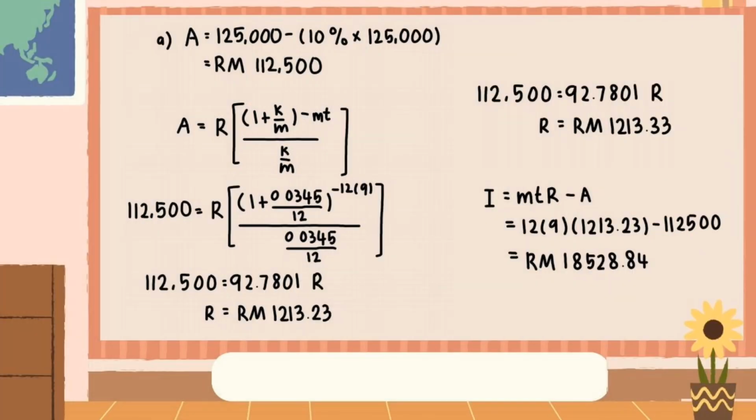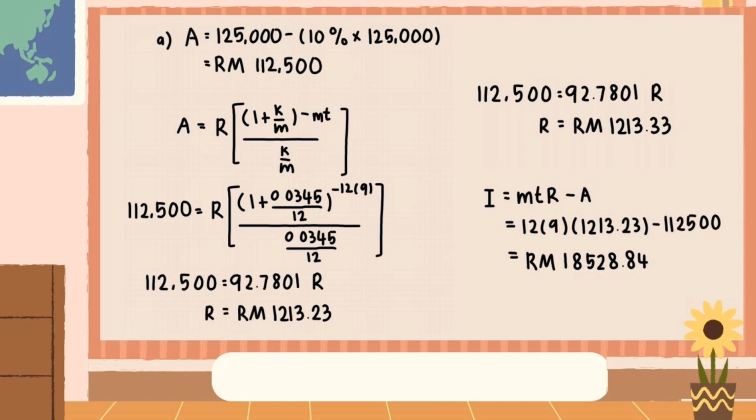Now let's do A first. A equals 125,000 minus (10% multiplied by 125,000). The answer is RM112,500. Now we find the monthly payment. The formula we use is A equals R [1 minus (1 plus k/m) to the power of negative mt, divided by k/m]. Then fill in the numbers into the formula: 112,500 equals R, and we need to find R.